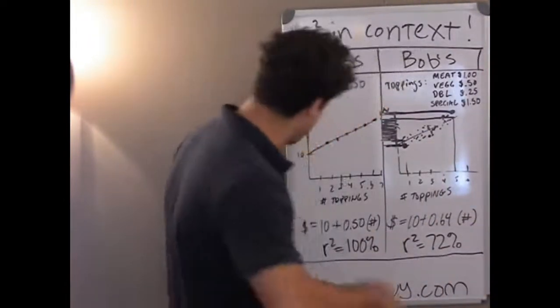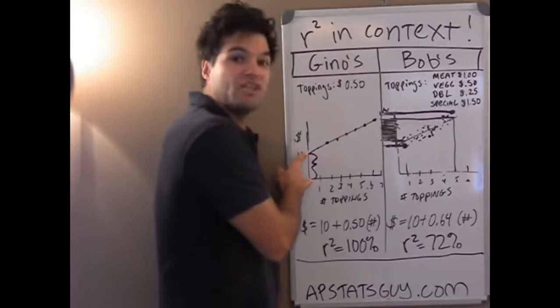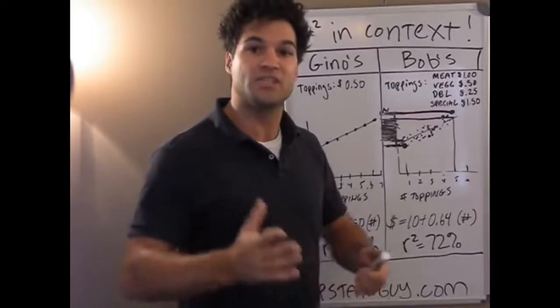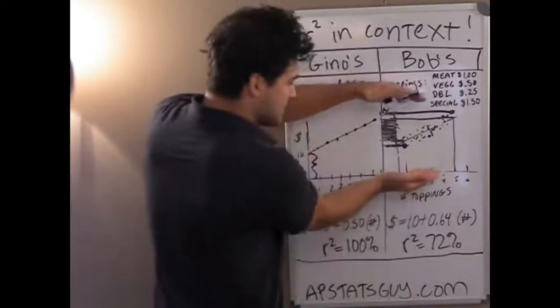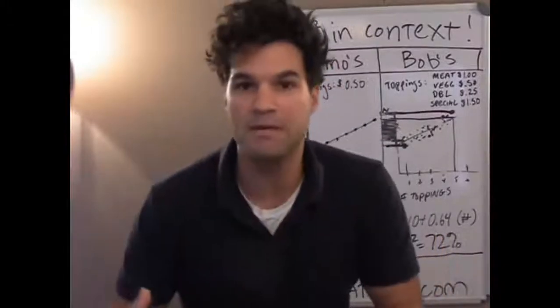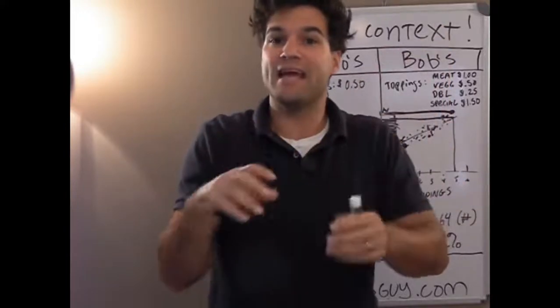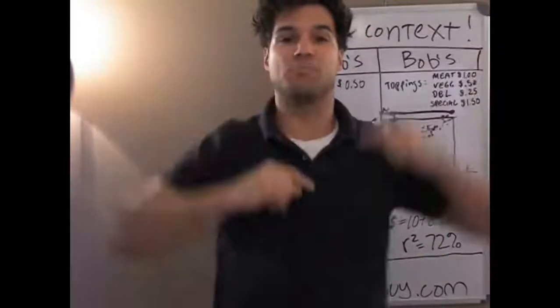What's the part that's not explained by toppings? This initial 10 bucks. That initial 10 bucks is a big part of the price that's not explained at all by the model or by the number of toppings. So the R-squared value is the percent of these differences explained by these differences, not the percent of the entire thing. So you can say R-squared percent of the variability in Y is explained by the model. Notice I didn't say R-squared percent of the entire Y. Just R-squared percent of the variability in Y is explained by the model.